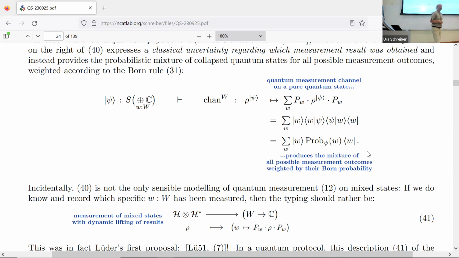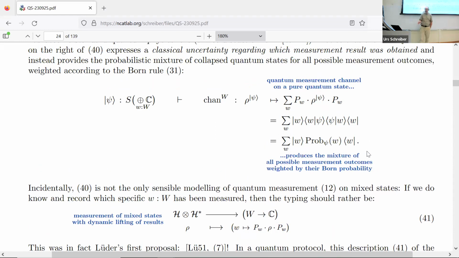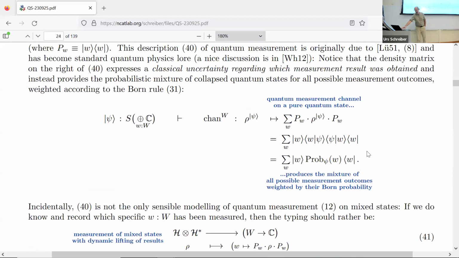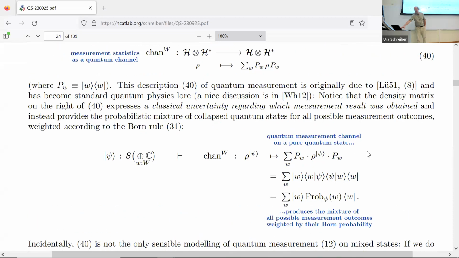If you allow your system to interact with the environment, doesn't it mean that the system usually gets decohered? Oh yeah, absolutely. That's what we're headed towards. Good question. What I'm going to show next is the nice crux of these quantum channels. At this point, this is just writing stuff down. This is how Lüders says this should be the measurement channel, and so be it. And it just turns out to make sense.